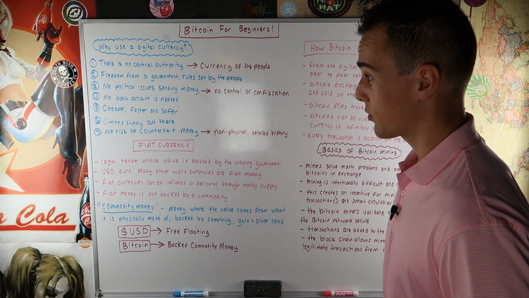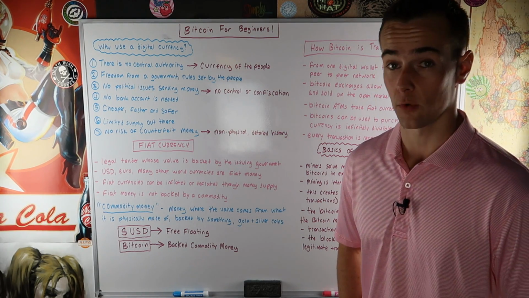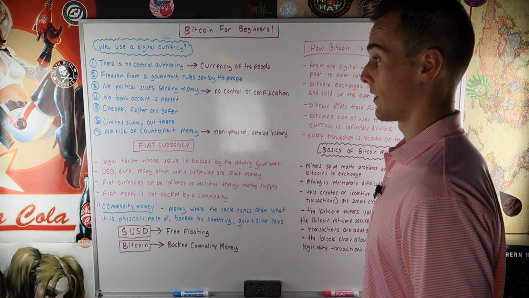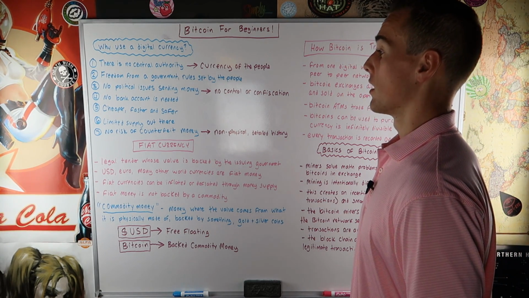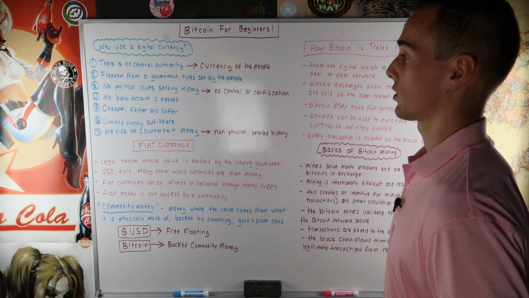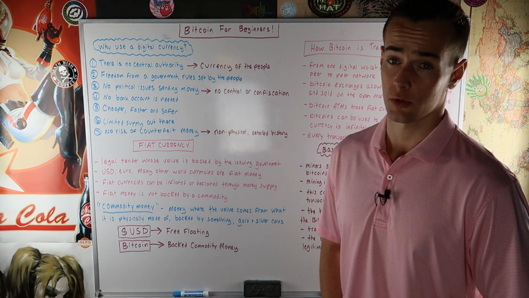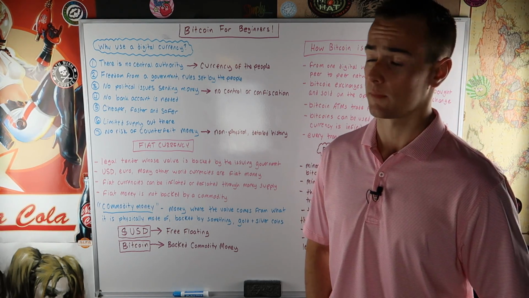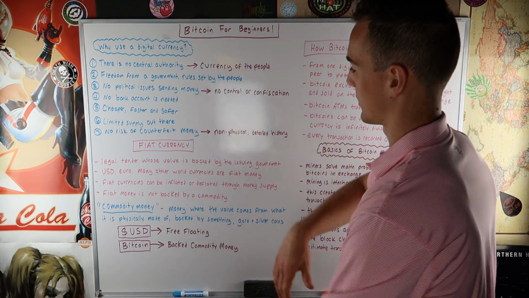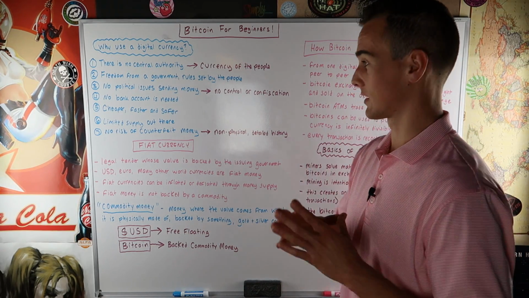Number 5, it is cheaper to send money, it's faster, and it's safer because of this decentralized network that validates all of these transactions. Number 6 is the fact that there is a limited supply of physical Bitcoin currency out there. We already talked about how Bitcoin is very similar, if not pretty much the same as, a commodity money. Actually, we're going to talk about that. I got ahead of myself here. We're going to talk about commodity money in a second.